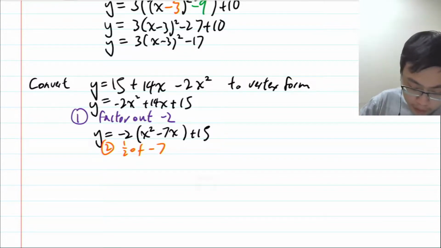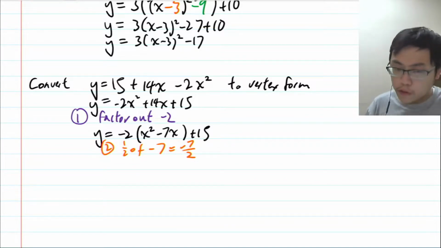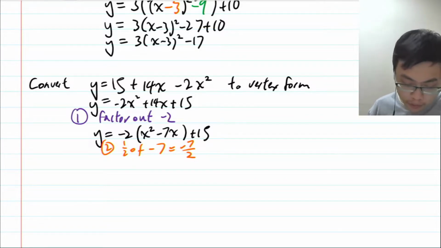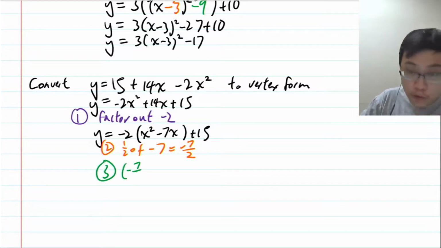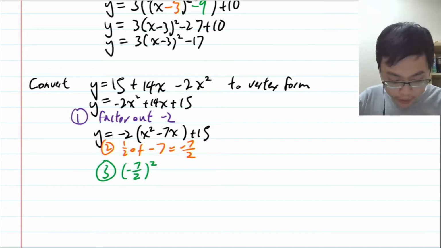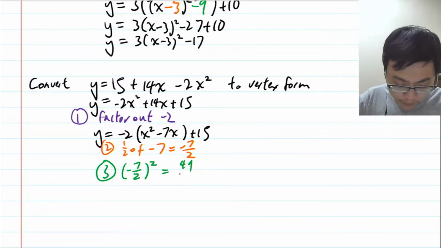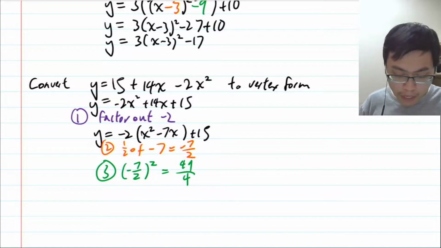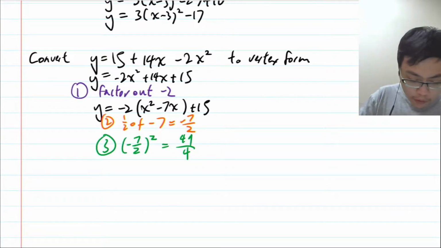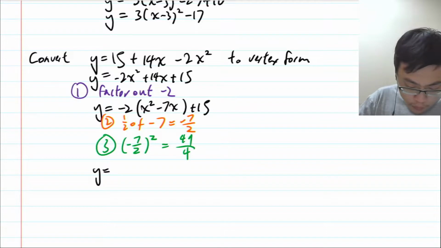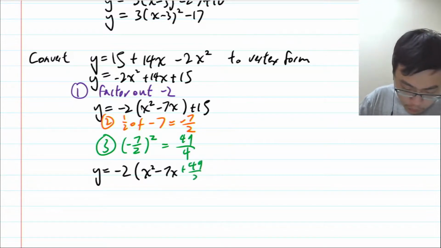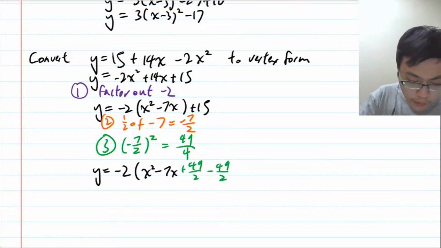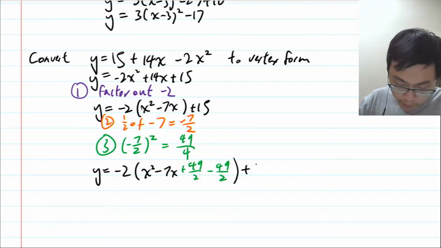I know it's a fraction, but it's still not too difficult to do as long as you follow the correct steps. Okay, and then the third thing we're going to do is square negative 7 over 2. Once we square it, this becomes 49 over 4. So we're going to add 49 over 4 and subtract 49 over 4. So this becomes y equals negative 2 bracket, and then we have x squared minus 7x plus 49 over 2 minus 49 over 2, close the bracket, and then we have plus 15.